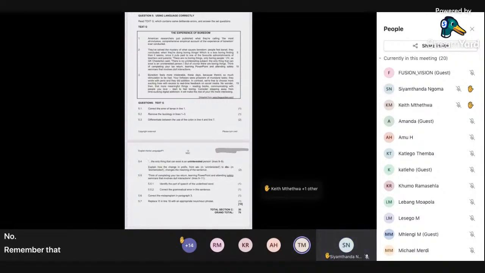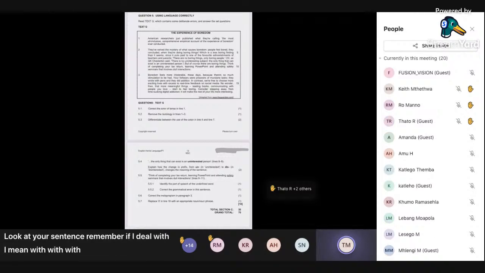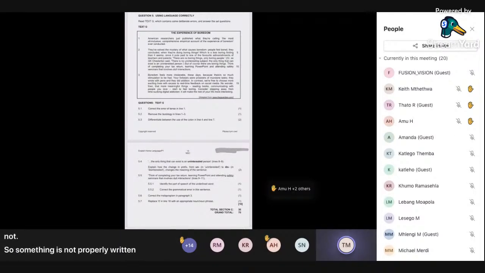Remember, the way you've answered, you're not showing that you looked at your sentence. If I deal with Concord, I need to have my subject, my verb, and my object. So I need to look at the number of my subject. Number deals with either something is plural or singular. So for a plural subject, I'm going to need a plural verb. So plural subjects will always have an S and the plural verbs will not. So something is not properly written, and therefore we need to lose that particular error and then correct it.